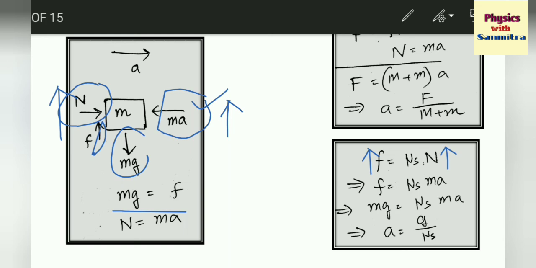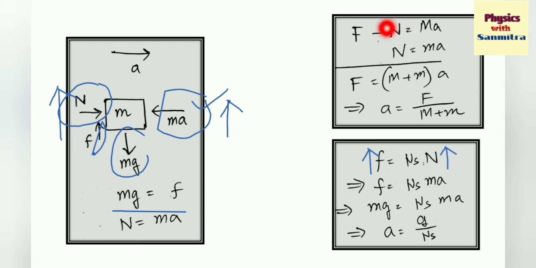Now see here, F minus N is equal to Ma from the last diagram, and N is equal to ma from here. So F is equal to (M plus m) into a. This we can write directly also: F is equal to (M plus m) into a, considering it as a system. So a is equal to F by (M plus m).